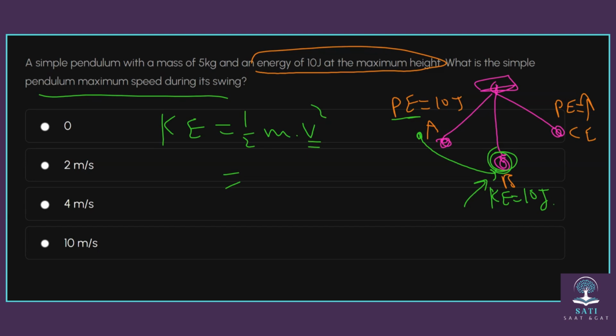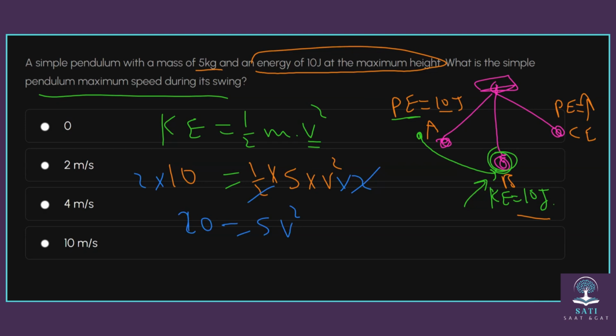Kinetic energy now, as we said, is going to be 10, because the potential energy, all of it, will be transformed into kinetic energy. So 10 equals half times the mass. The mass is given for us, which is 5, times velocity squared. Now, to get rid of the half, we multiply both sides by 2. The 2 goes by 2, and 2 times 10 is going to be 20. So 20 equals 5v squared.